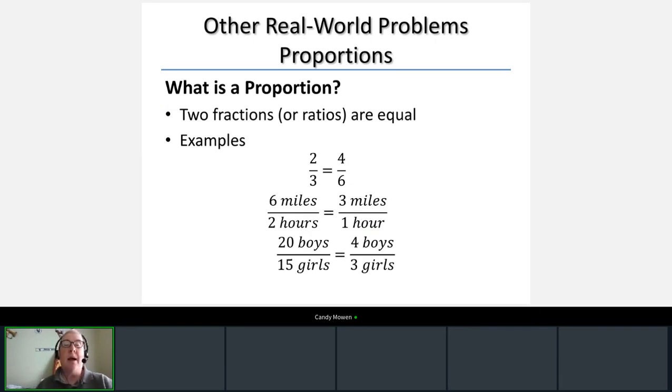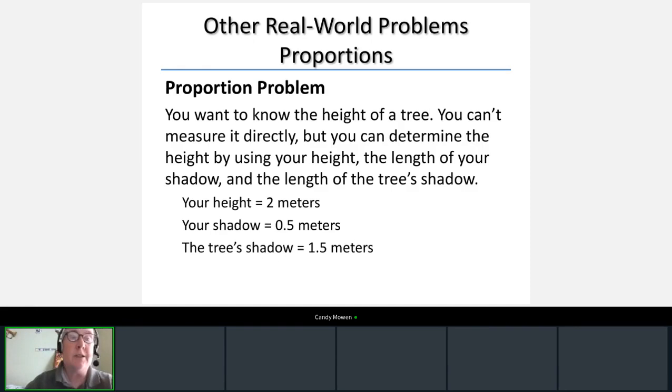Okay, 6 miles, 2 hours; 3 miles, 1 hour. We have the miles on top as numerators, hours as denominators. 20 boys compared to 15 girls. See, you have boys and boys, girls and girls. You want to make sure you have them uniform when you're doing this.